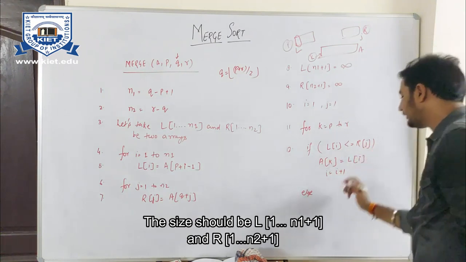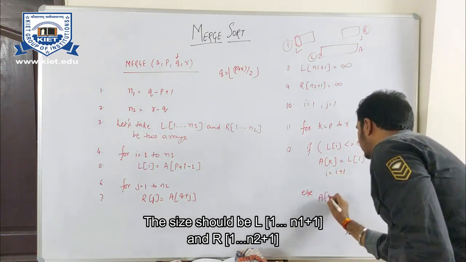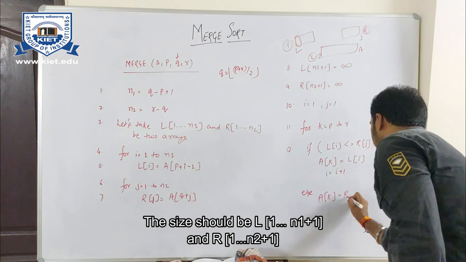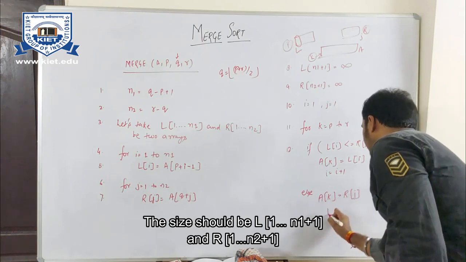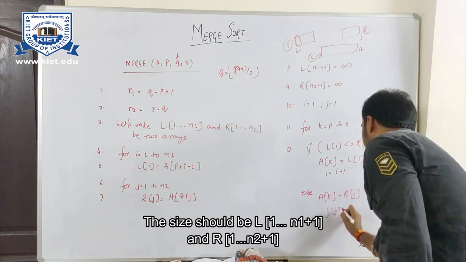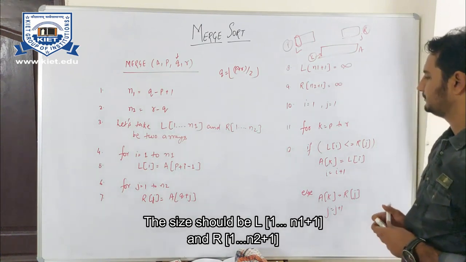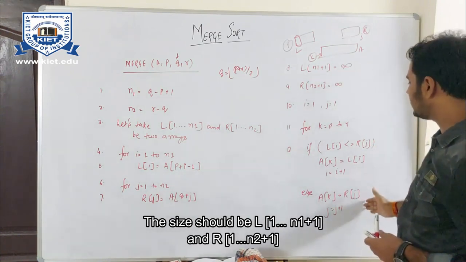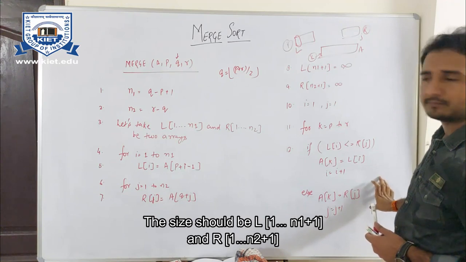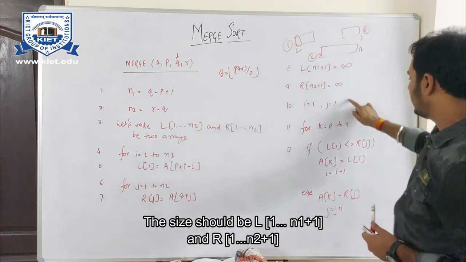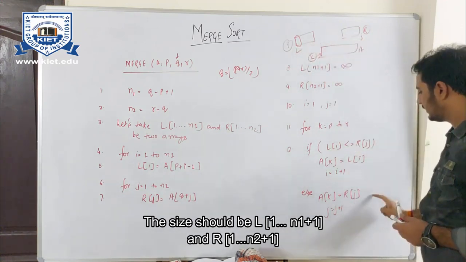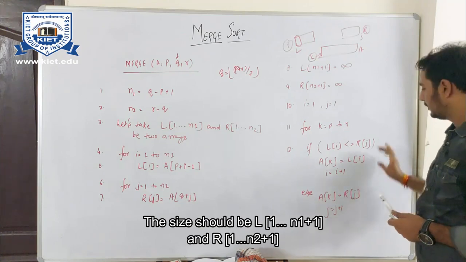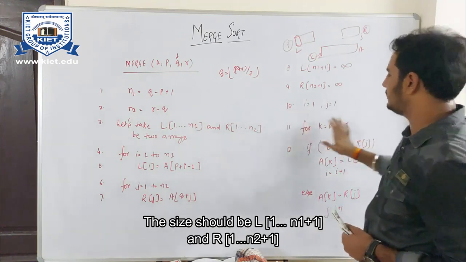Else, the right hand side value will be greater, so you will copy at A of k, you will copy r of j, and the value of j is incremented. Okay, so this is the procedure to merge two sorted lists. They are independently sorted and we are going to merge these two lists into one. So this is how the merge procedure works.